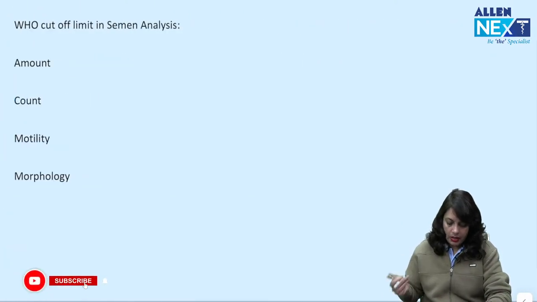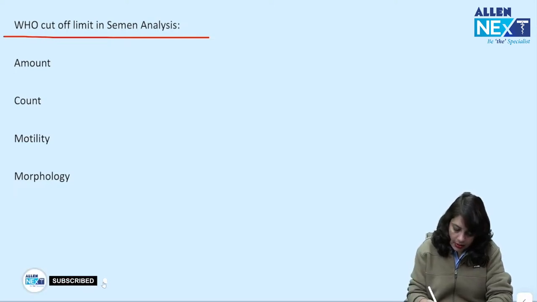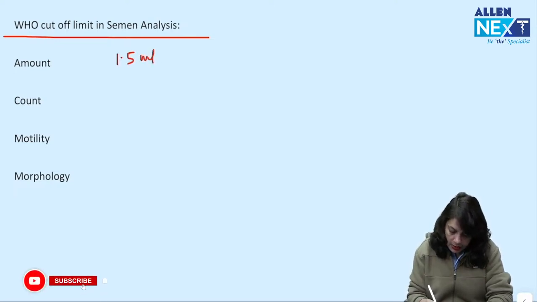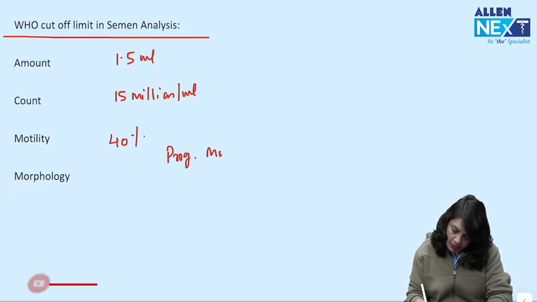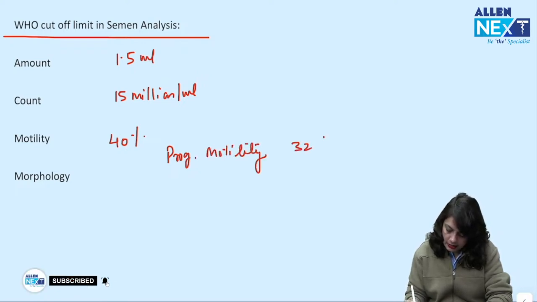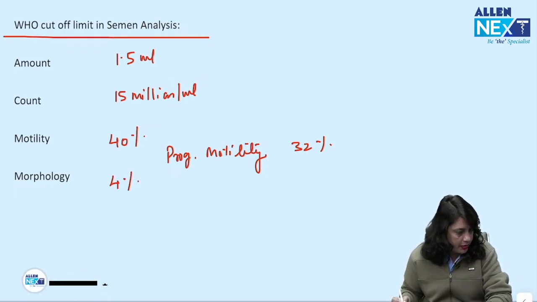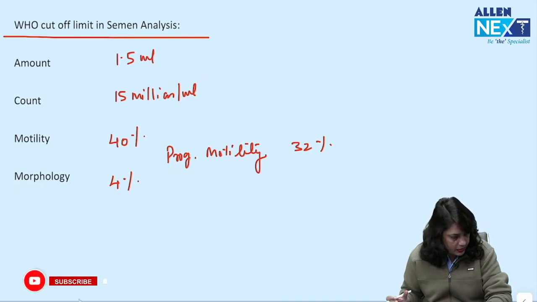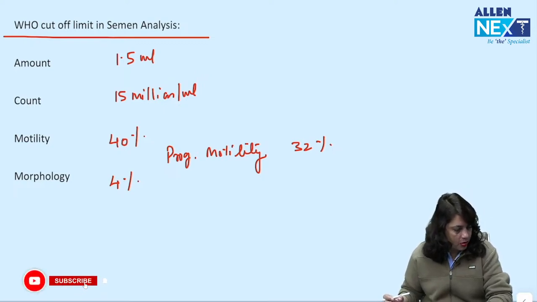Now let us quickly go through the WHO cutoff limits for semen analysis. The amount is 1.5 ml. The count cutoff limit is 15 million per ml. Motility is 40% and progressive motility is 32%, and morphology is 4%. Yes, I can see your answers. Most of you have written it correctly. Many of you have written the correct answer for morphology. Dr. Javed has written correctly. 74 days is the total spermatogenesis time. 40% is the normal motility of the sperms, that is the WHO cutoff limit.